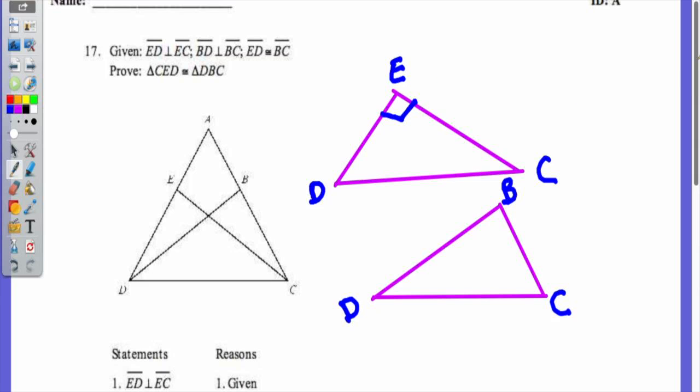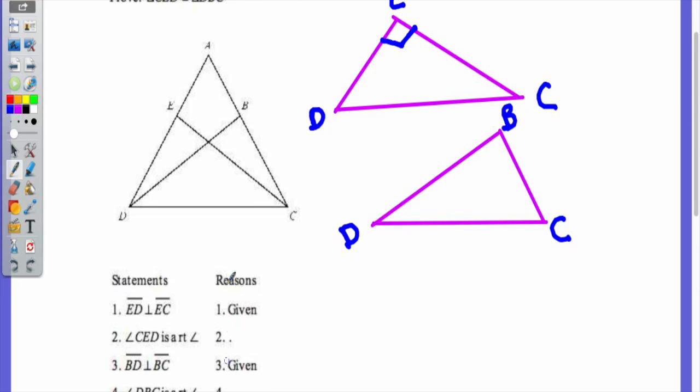So that means that when they form, they create CED, which is a right angle. The answer should be definition of perpendicular. Some of you are putting definition of right angle, and I'm going to accept that. But to be exacting, it's definition of perpendicular because the word here said perpendicular. I'm going to accept either.